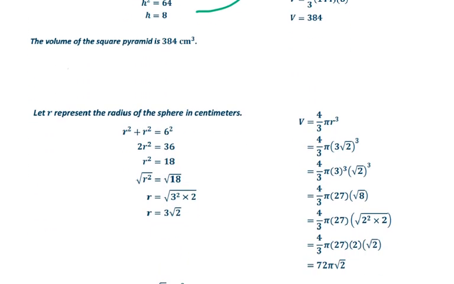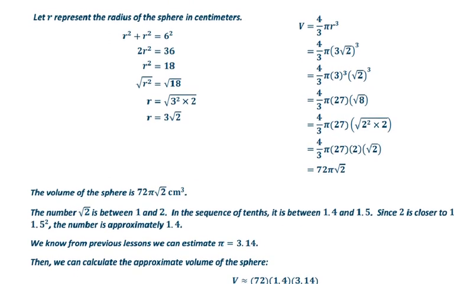So I'm going to substitute these things in, and I'm going to have r squared plus r squared equal to 6 squared, 2r squared equal to 36, r squared equal to 18. If r squared is equal to 18, then r is equal to the square root of 18, and that can be simplified as 3 square root of 2.